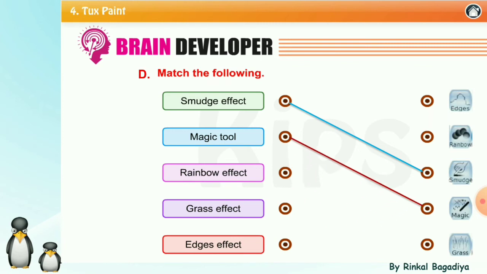Next is rainbow effect. Where is rainbow effect? Yes, number 2. So match rainbow effect with rainbow. Next, grass effect. Where is grass? Yes, at last. So match grass effect with grass. And the last one is edges effect. Where is edges effect? Yes, first. So match edges effect with first, edges. Matching is very easy.